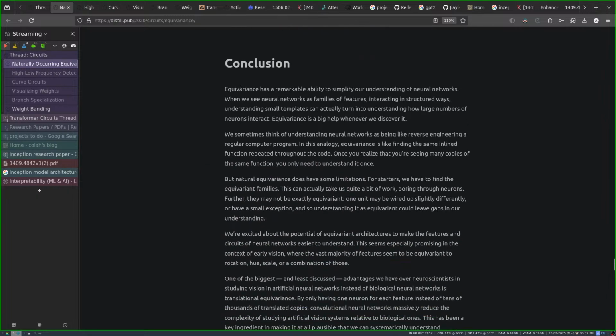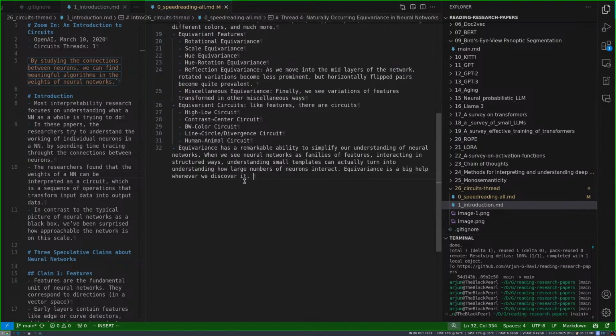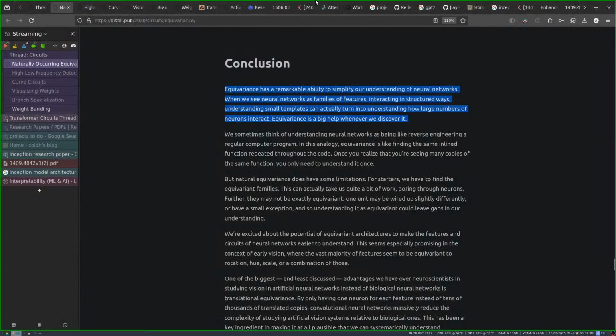Conclusion. Equivariance has a remarkable ability to simplify understanding. When we see a neural network as a family of features interacting, structured by small templates, equivariance is a big help whenever we discover it. Okay. I get why a single chapter is given to the story.